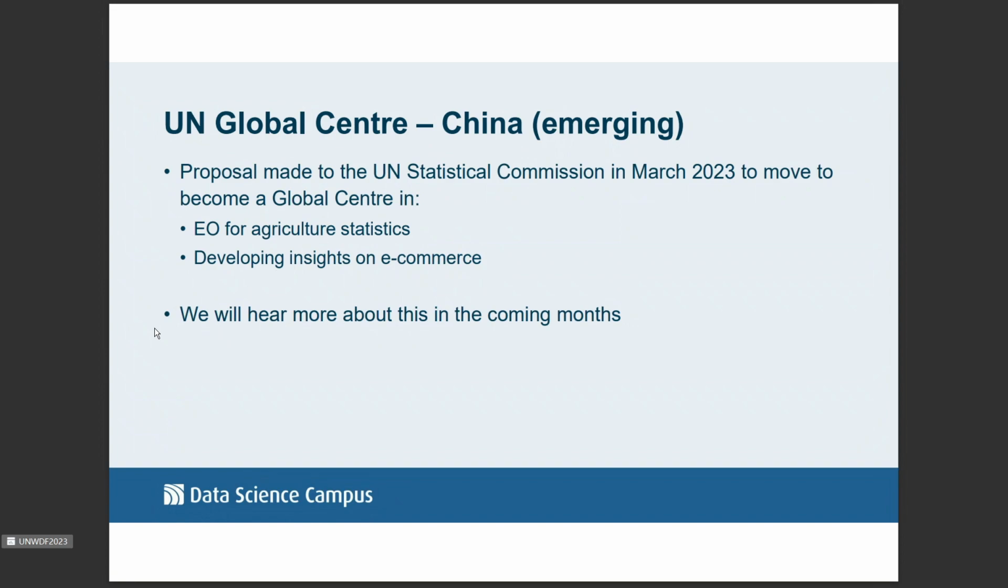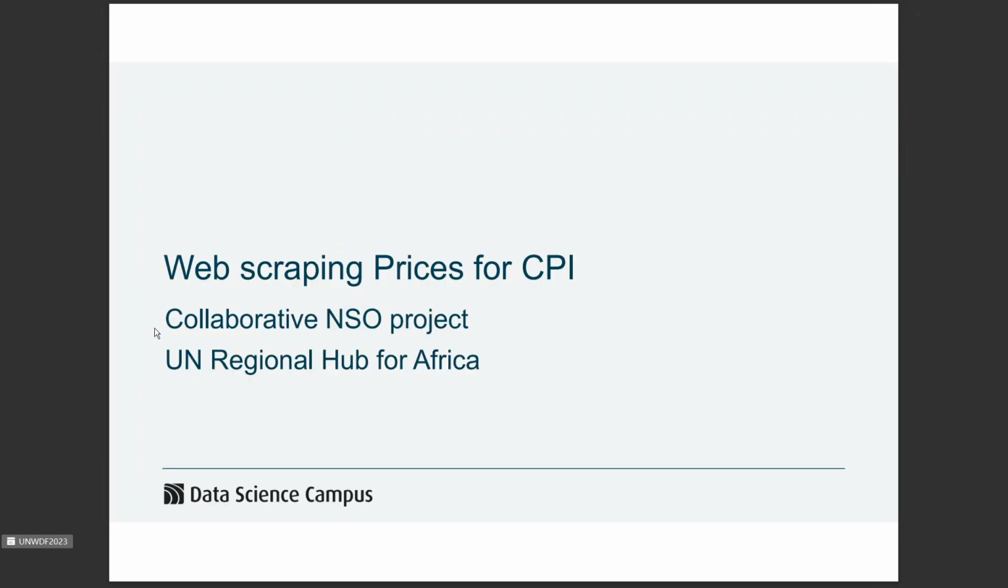So here we have it, the emerging global center in Hangzhou. It will focus itself on Earth observation for agriculture statistics and will continue to develop insights on e-commerce. And we'll hear more about this as this emerges in the coming months. Thank you. Next slide, please.